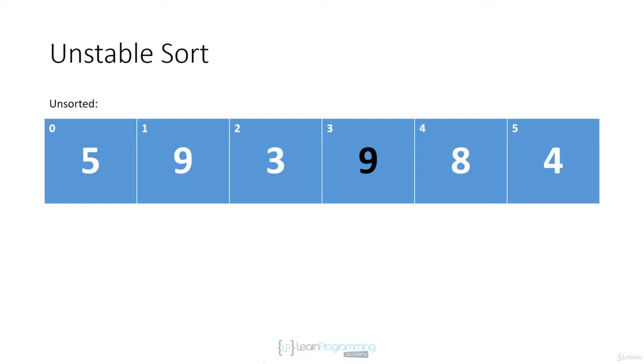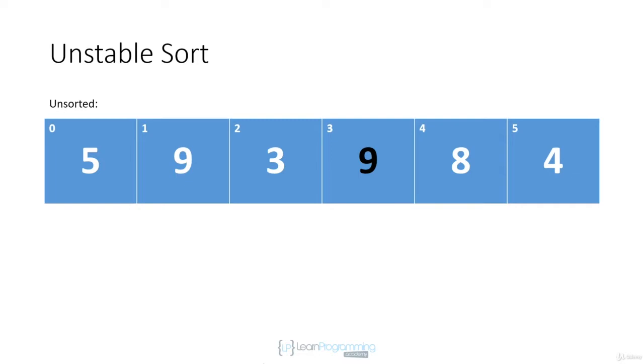For example, I have an array on the screen here and it contains 2 9s. There's a 9 at position 1 and there's a 9 at position 3. So the question is, when we sort this array, will the original ordering of the 2 9s be preserved? In other words, in the sorted array, will the white 9 still come before the black 9, or will their positions have changed so that the black 9 comes before the white 9?